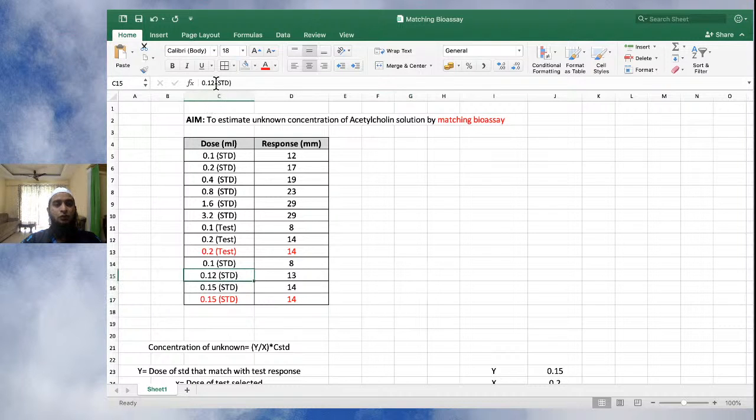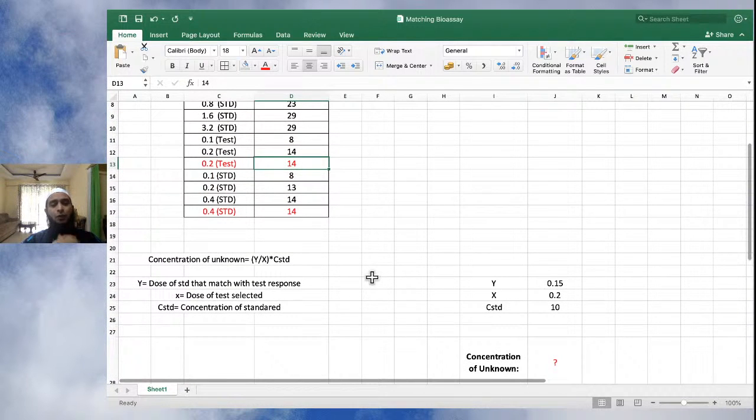Then 0.2 of the standard we have given, and accordingly we got the response of 13 mm. Then we have given the next dose of the standard, that was 0.4 ml, and we got the response that is 14 mm, right? Again we repeated the same dose, 0.4, and confirmed whether we got the same height or not, and we got the same height, that is 14 mm. So the 0.4 ml of the standard is actually matching with the 0.2 ml dose of the test.